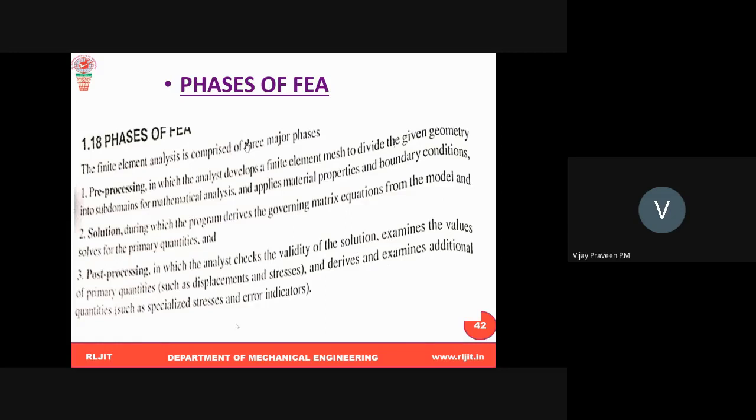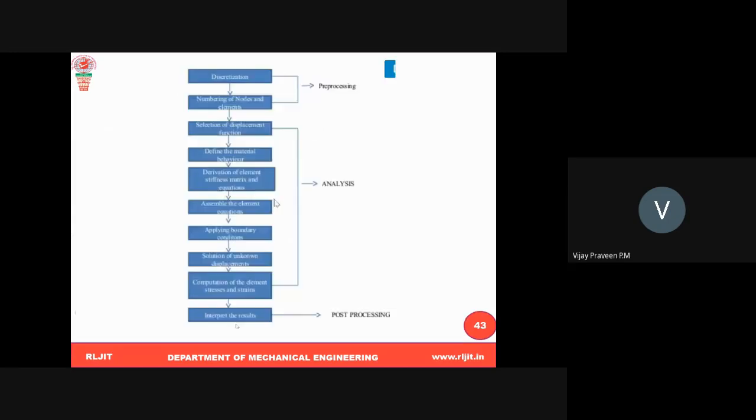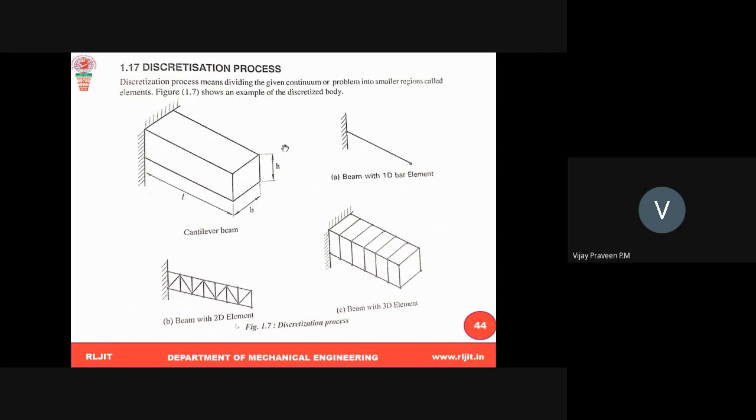The second and third steps are not as critical, because whatever you give in the pre-processing, the solution works on that. That's all. But if the pre-processing is wrong, the entire result goes wrong. Your accuracy depends upon the pre-processing stage. After that, solution. Solution is automatic. The computer will take care of it. And finally, post-processing. That's all. So this is about the phases of FEA.